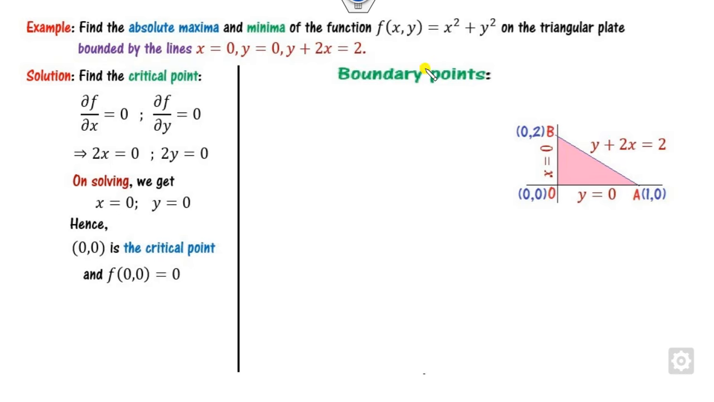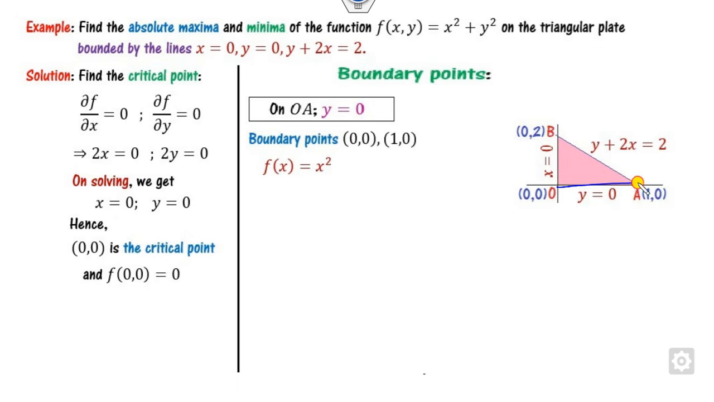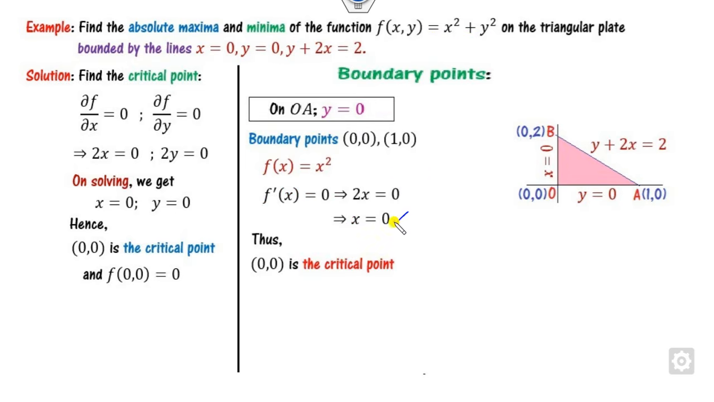Now we can check the points starting from OA. y is equal to 0 is given to you. These are my boundary points. Substitute y equal to 0 here, so x here is my function. Compute the critical point: x is 0, y is 0. So (0, 0) is the critical point. We can compute the function value at this critical point. (0, 0) we already computed, so again there is no need to compute it again. (1, 0) we can substitute here. You can get the value at (1, 0) as 1.